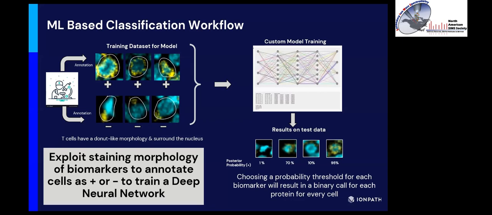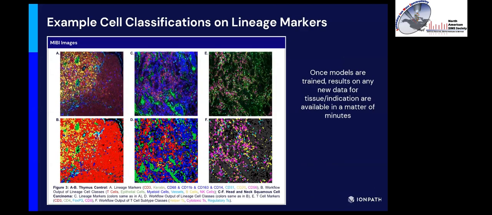But basically, we annotate by hand a few of these cells to call them positive or negative, train the custom models, and then what you get out of it is a probability that that cell is positive for that marker, and therefore you can do the phenotyping and call it, in this case, a T cell. So here's an example of the classification results you could get. Once the models are trained, results on any new data set are ready to go in minutes, so it's pretty quick.